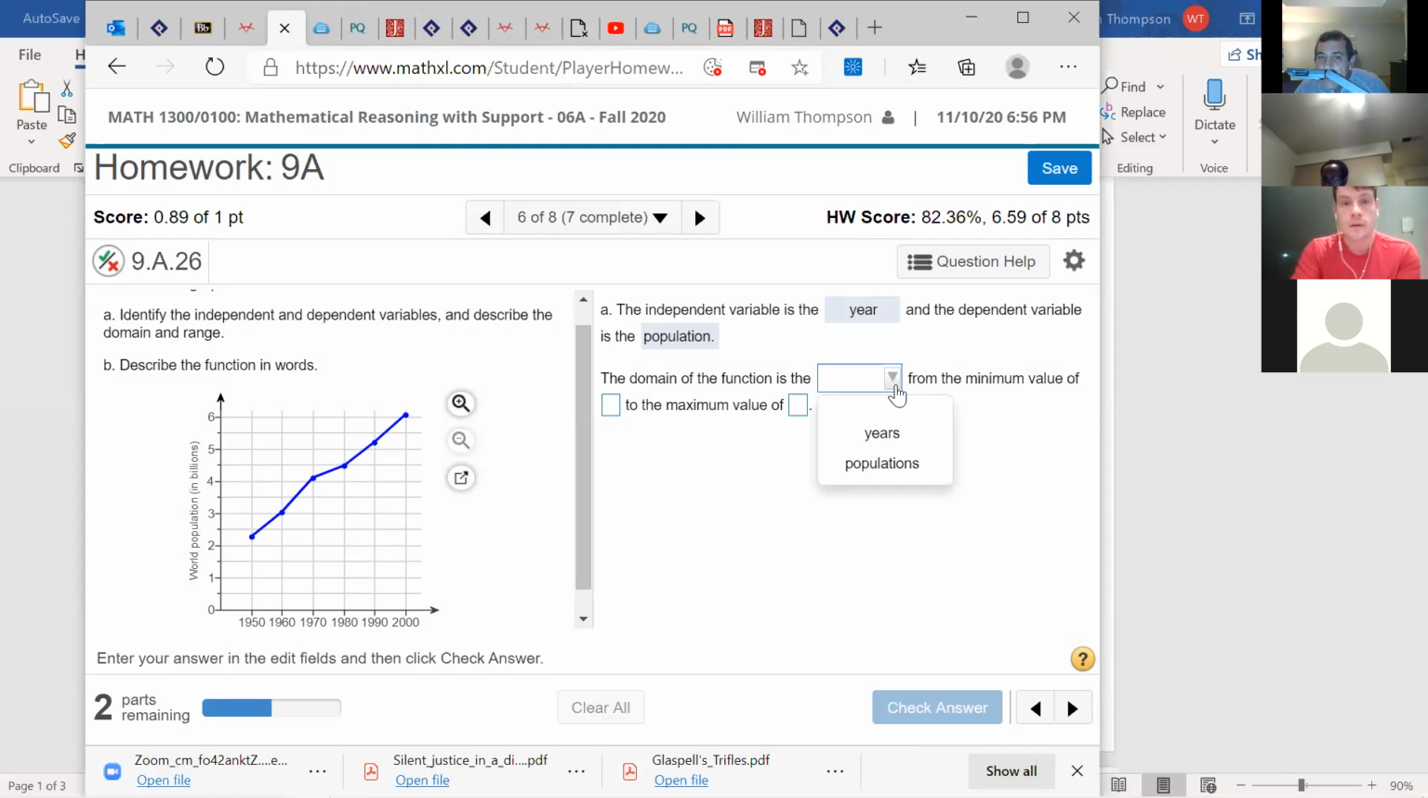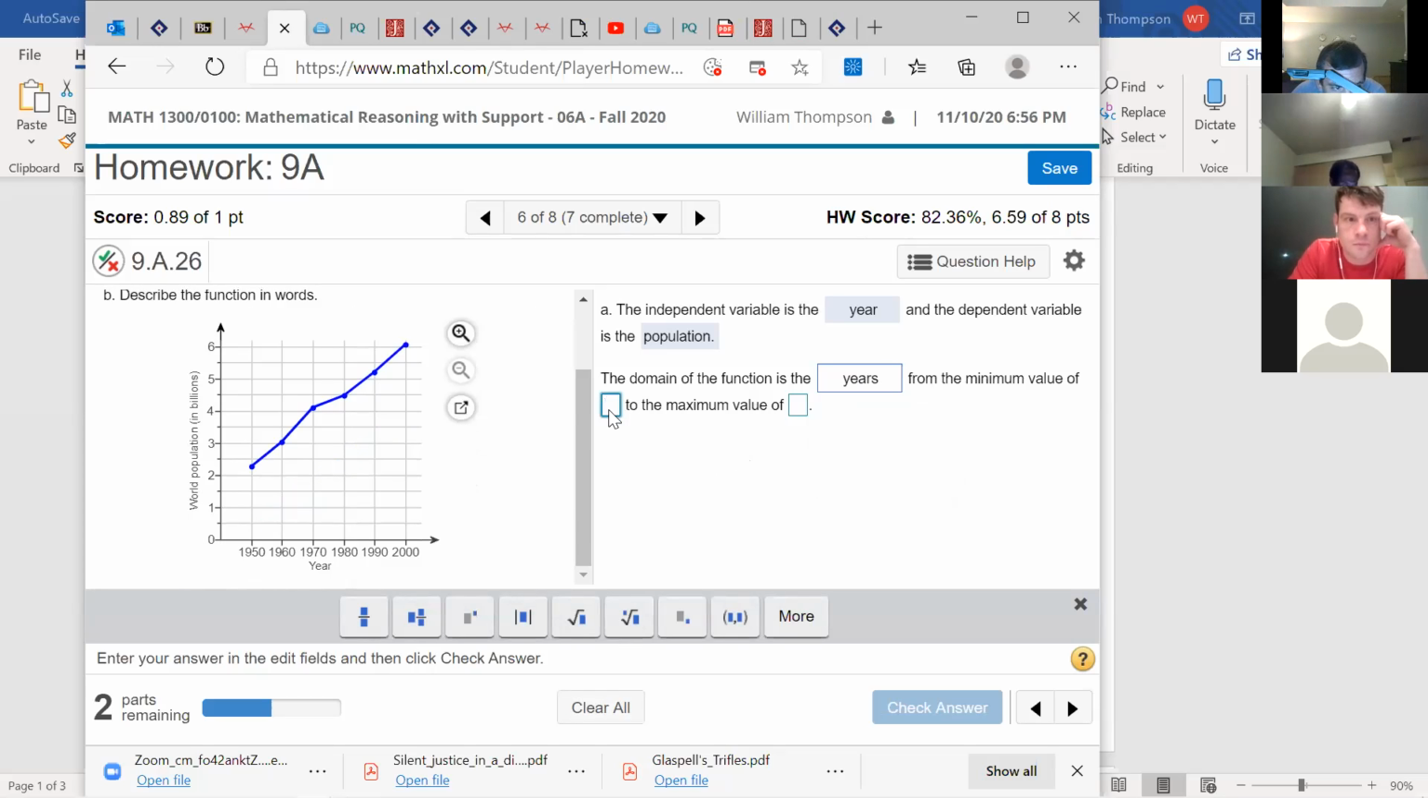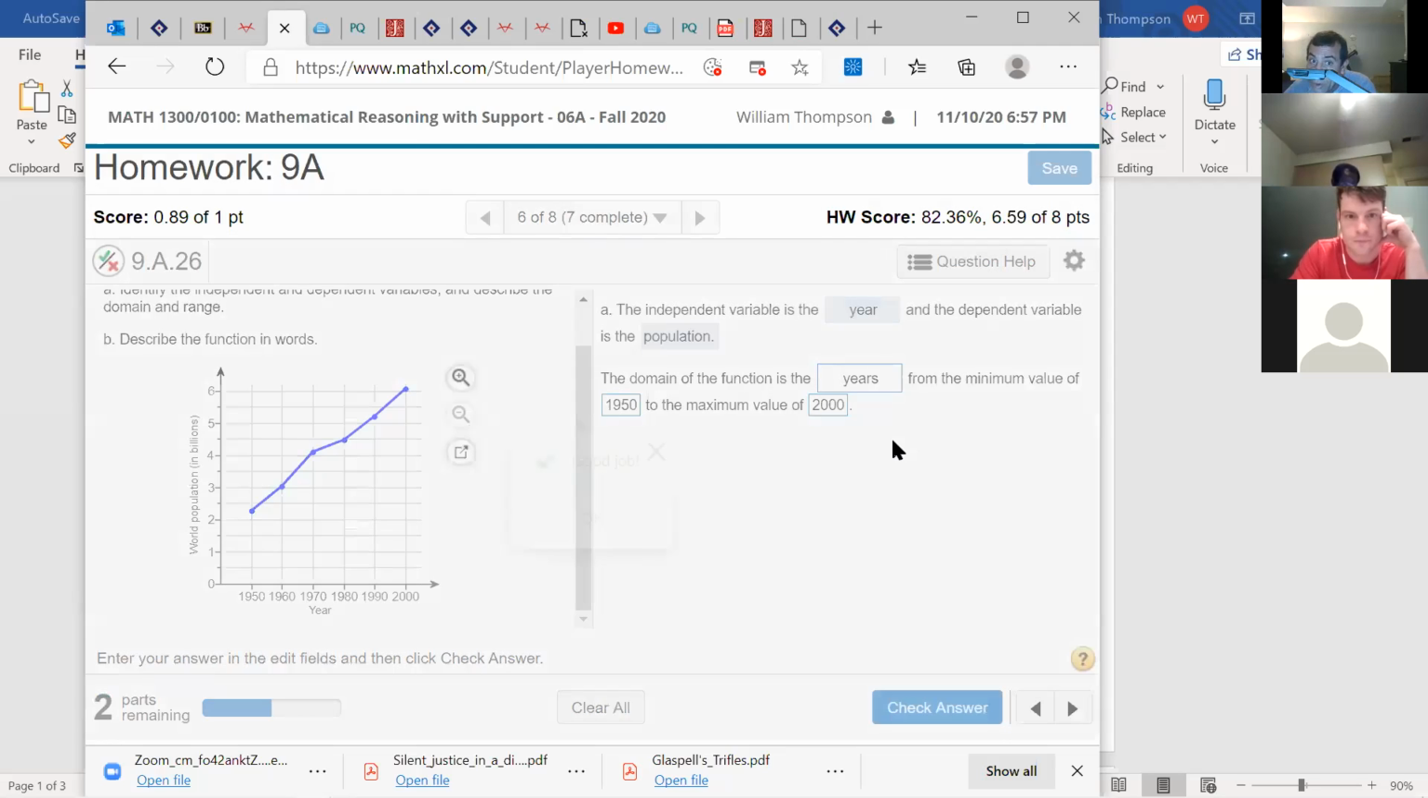So for the domain, remember the domain is down here. It's the same as your independent variable. So your domain is going to be your years. Oh, fix that. Remember the domain is the independent variable down here. The domain is your X values, so remember, it's always going to be the horizontal. So what's the minimum over here? It looks like 1950. And then your maximum is going to be right here at 2000. Yeah. So hit that and it's going to do the range next, I bet.